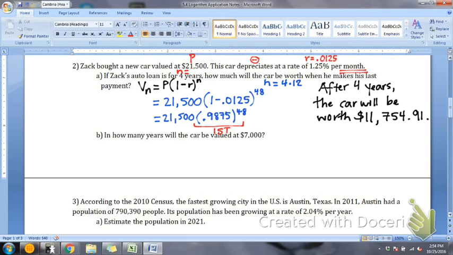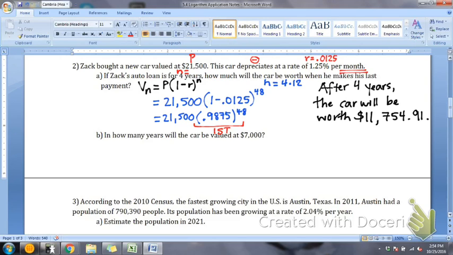So he bought a car for $21,000, and after 4 years, he's losing $10,000. That would be why we don't buy brand new cars. Let me just share that with you. It's not too late to give a car back.